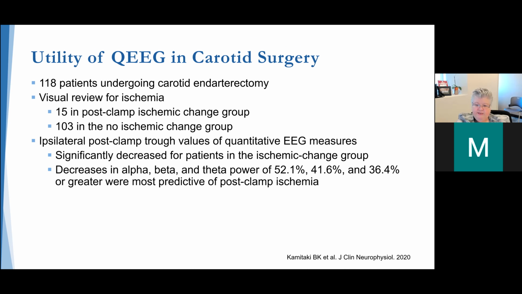And the most significant changes were in the alpha, beta, and theta power. And you can see here that there were changes of around 30 to 50% in many patients, and that these changes were most predictive of post-clamp ischemia.